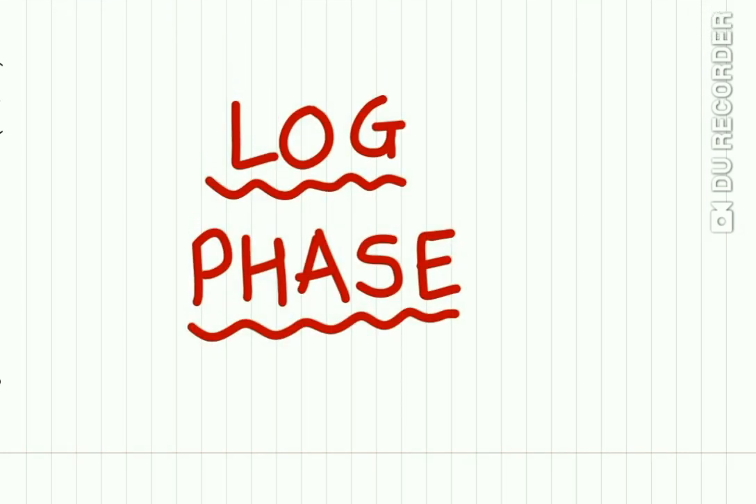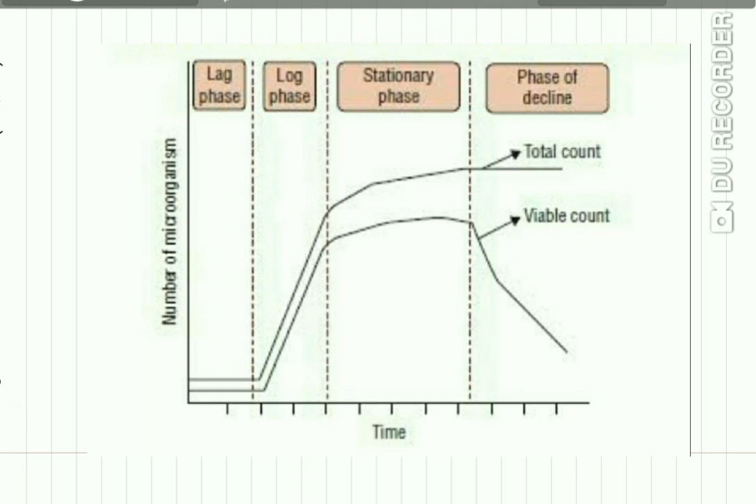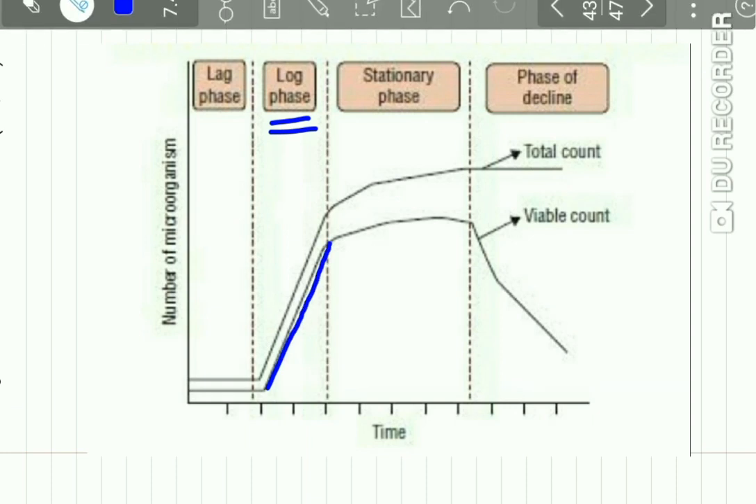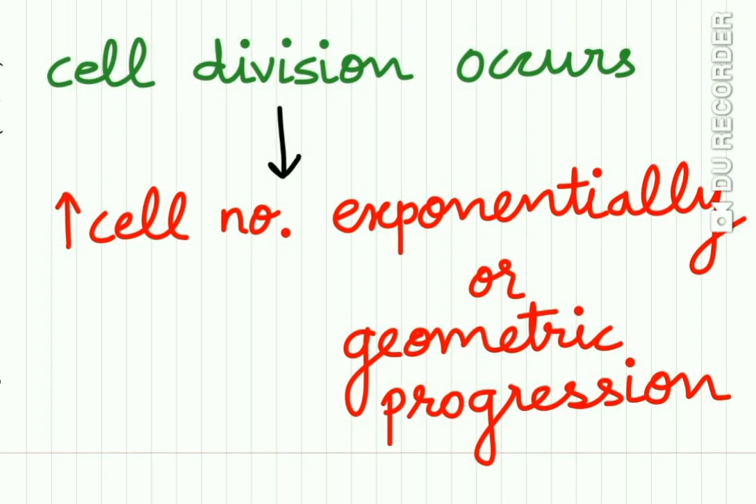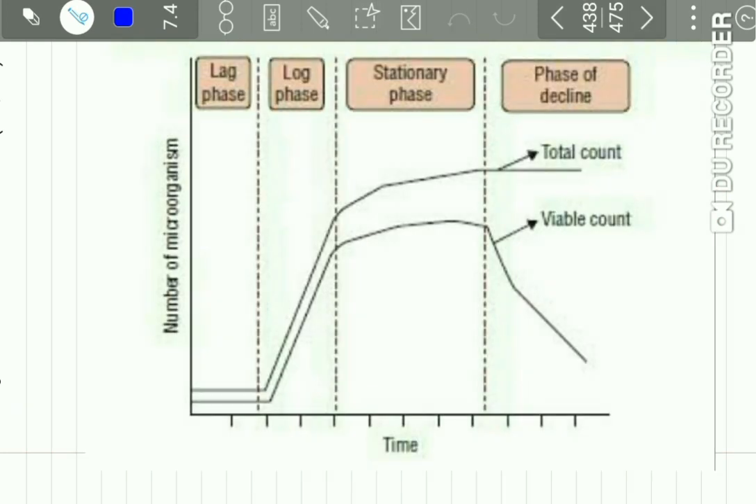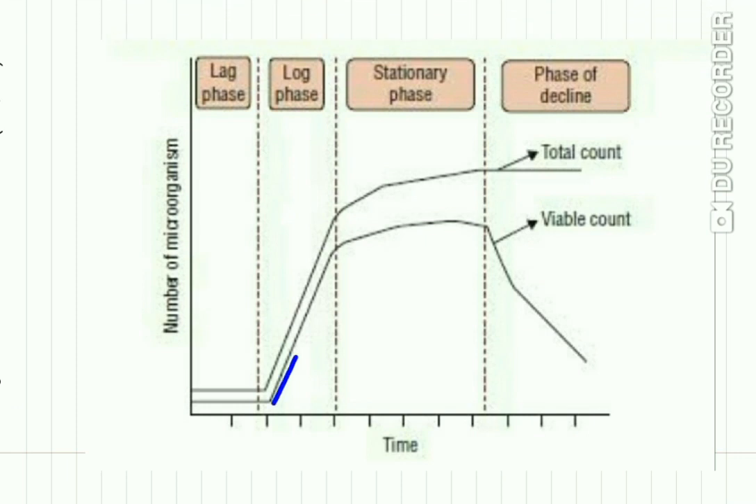Now the next phase is the log phase, which is also known as the exponential phase. Now after the lag phase occurs the log phase. As you can see here, this ascending straight line is the log phase. In the log phase, the cell division occurs and there is increase in the cell number exponentially or by geometric progression. If the log of the viable count is plotted against time, as you can see here, in the log phase you find an ascending straight line.